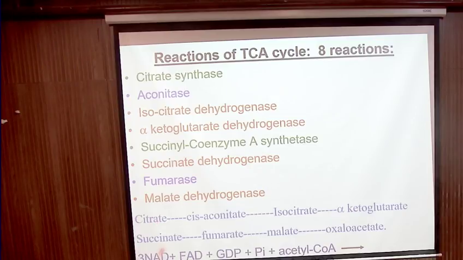So 3 NAD plus an FAD plus GDP, phosphate and acetyl CoA will eventually give you 3 NADH, 1 FADH2, 1 GTP, CoA, and carbon dioxide. So this is what eventually happens in a TCA cycle. If you remember the first 3, that is more than sufficient: how many NADH, how many FADH2, and GTP would be summarizing this entire 8-step reaction in the TCA cycle.